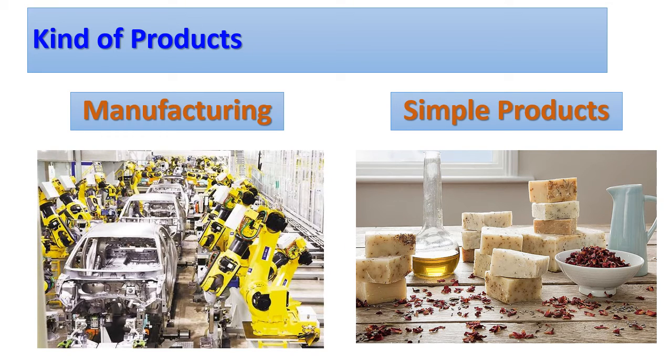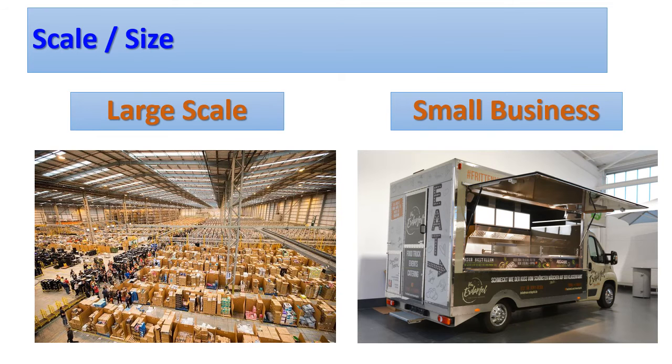The kind of products also play a part. If a company is engaged in the manufacture of complicated goods, like TVs or cars, it may need a large amount of fixed capital. If a business has a simple product, homemade soap for example, you will need a lot less capital. The scale of the business is also important. Again, if you have a large business, you're going to need more fixed capital, like the picture showing the Amazon warehouse. Or if you have a small scale enterprise like a food truck, you're going to need less capital.